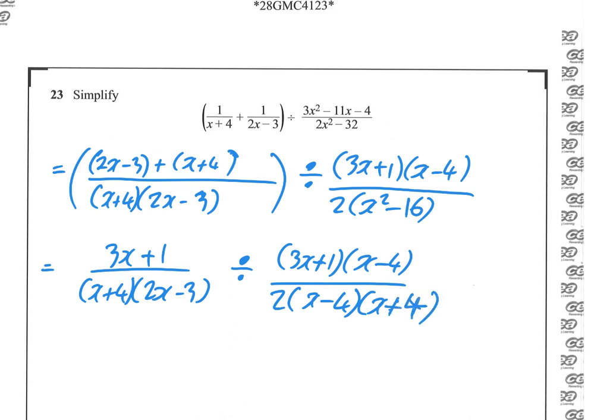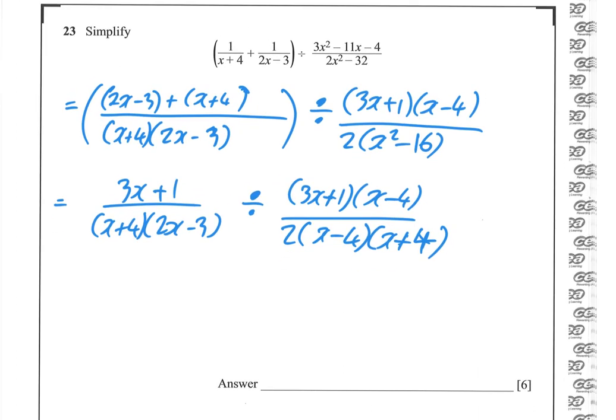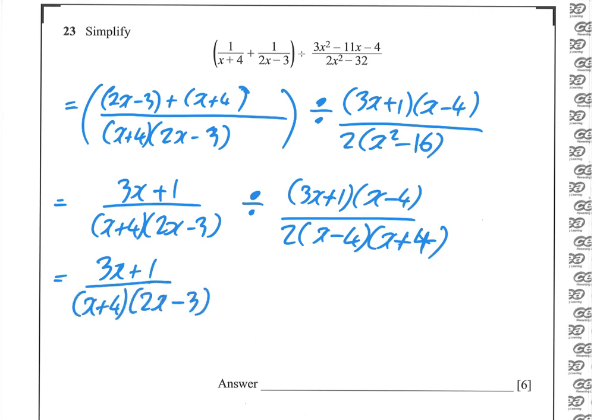Okay, right, what can we do now? We will flip and now change it to a timesing sum. And then what you can do is start doing a bit of cancelling. So the divide sign changes to times, and your dividing fraction flips upside down.